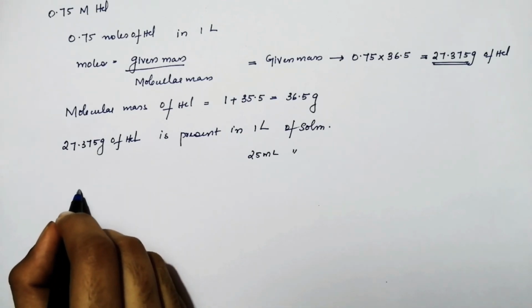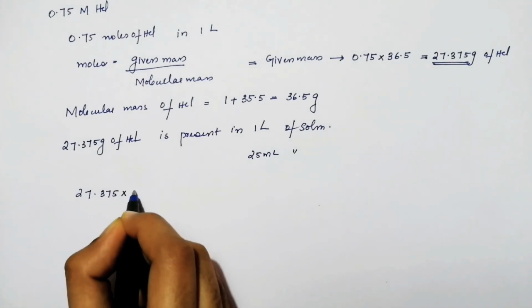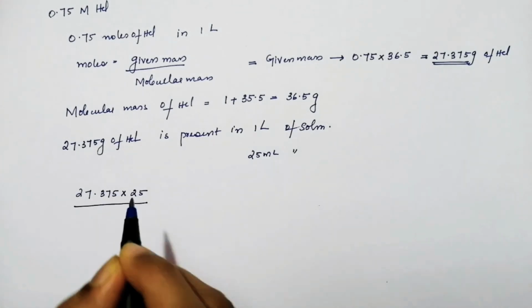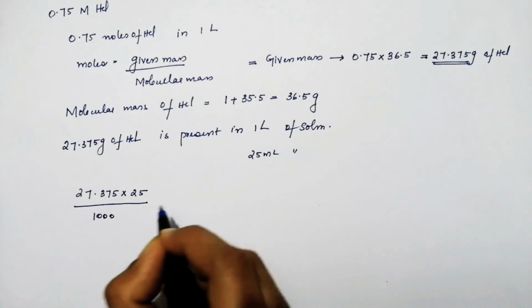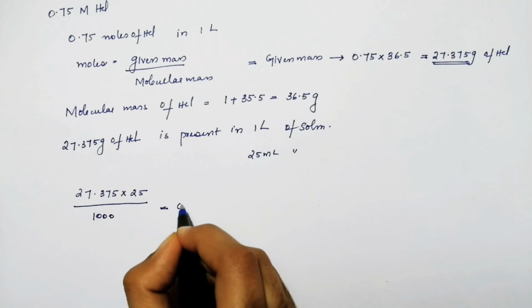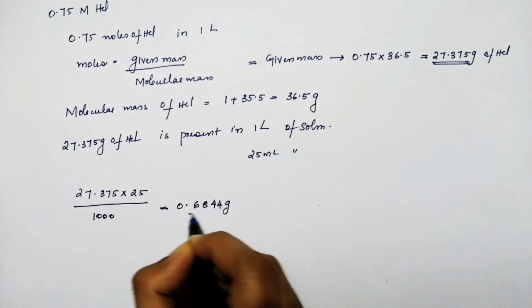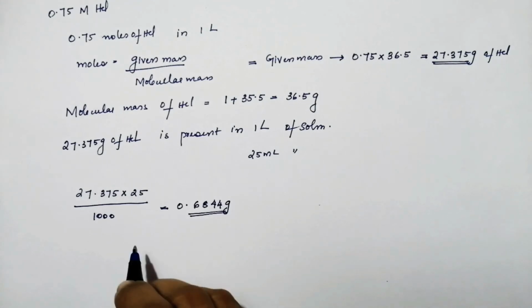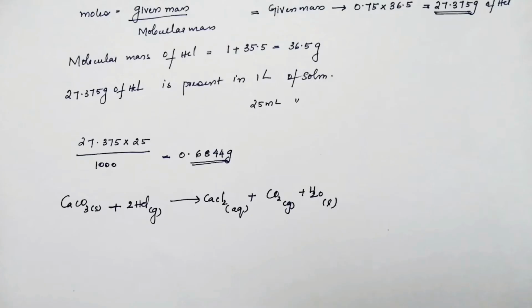So we can write it as 27.375 into 25 divided by 1 liter. When converted into milliliter, we get 1000. Solving this we get 0.6844 gram. So this is the amount of HCl present in 25 milliliter of the solution.